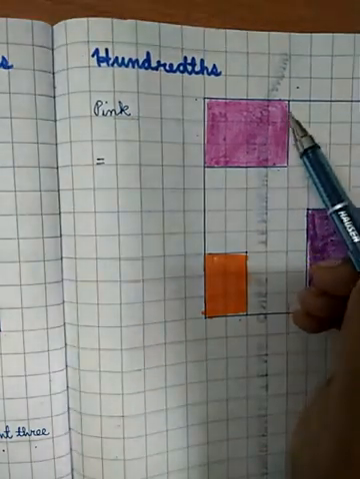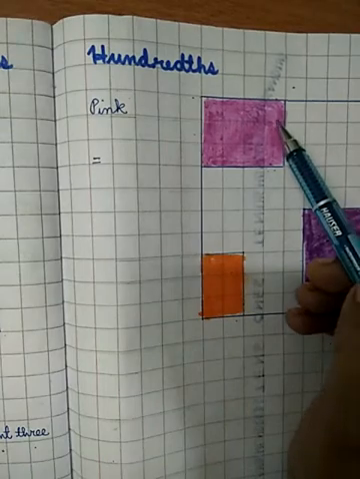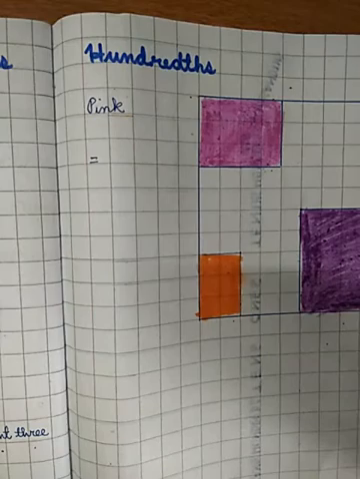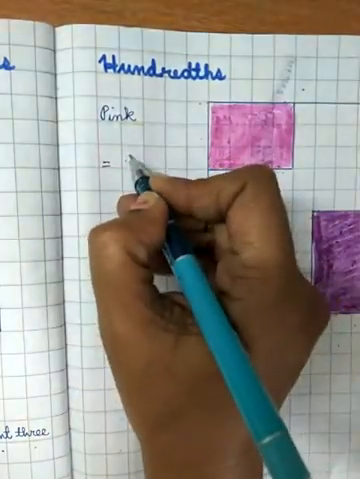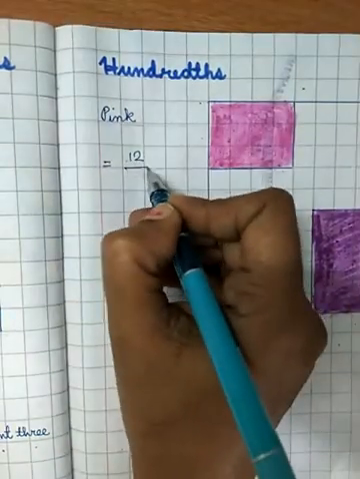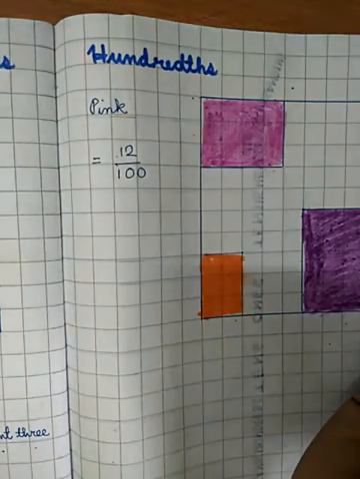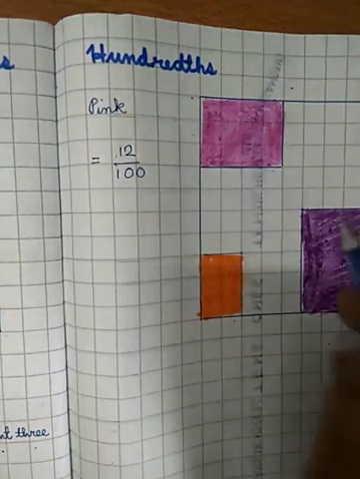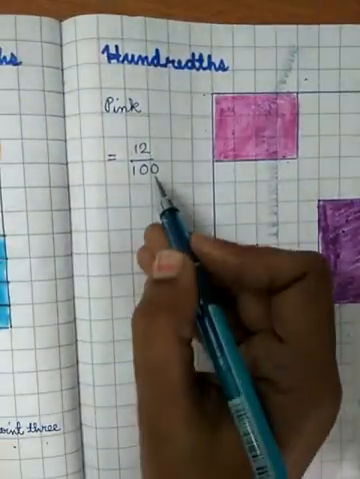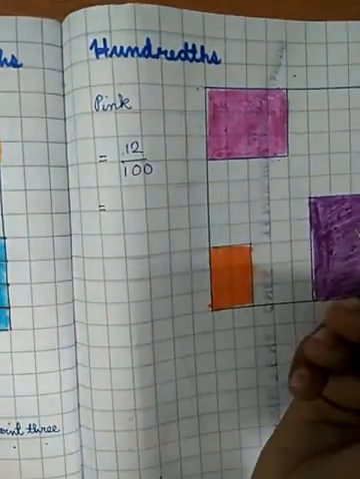So let us first count the pink one. 1, 2, 3, 4 on this side, and here 3 fours are 12. So here there are 12 pink boxes. Out of 100, there are 12 pink boxes. Total is 100, and from the 100 there are 12 pink boxes. So these 12 pink boxes, how will I write this in words?